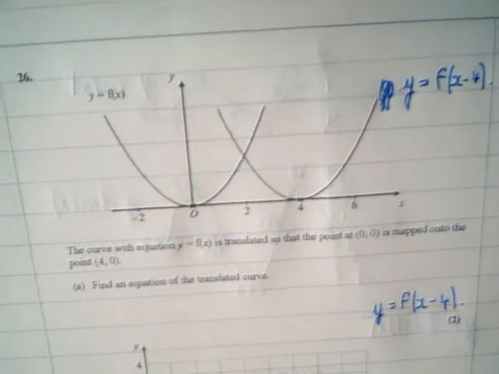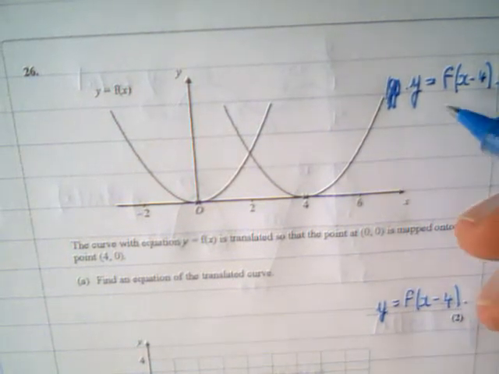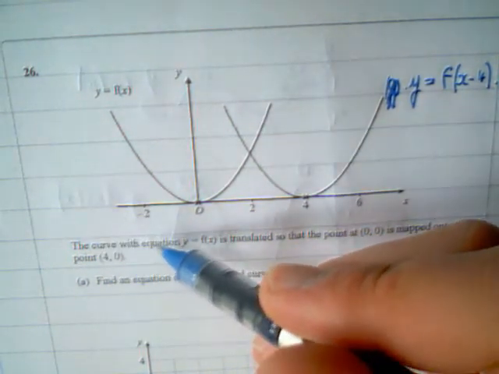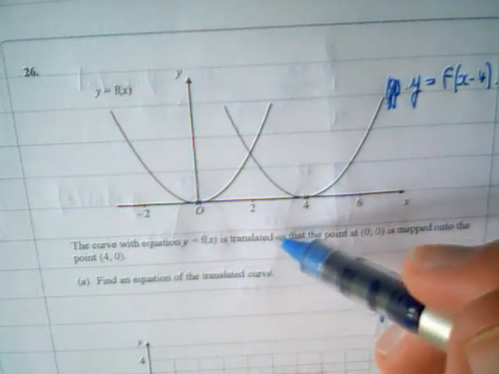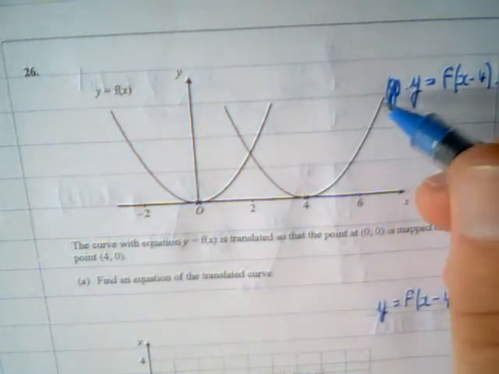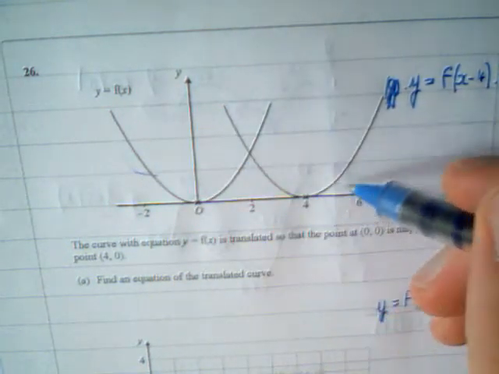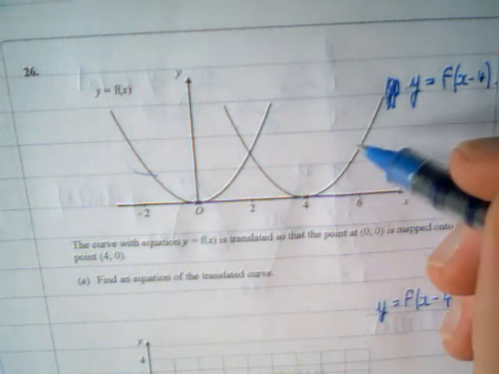So here's question 26. I've just done this now. So when it says the curve with equation y equals f(x) is translated so that the point (0, 0) is mapped onto the point (4, 0). So this is f(x) here, and this is a translated curve. How are we going to get back from here to here?